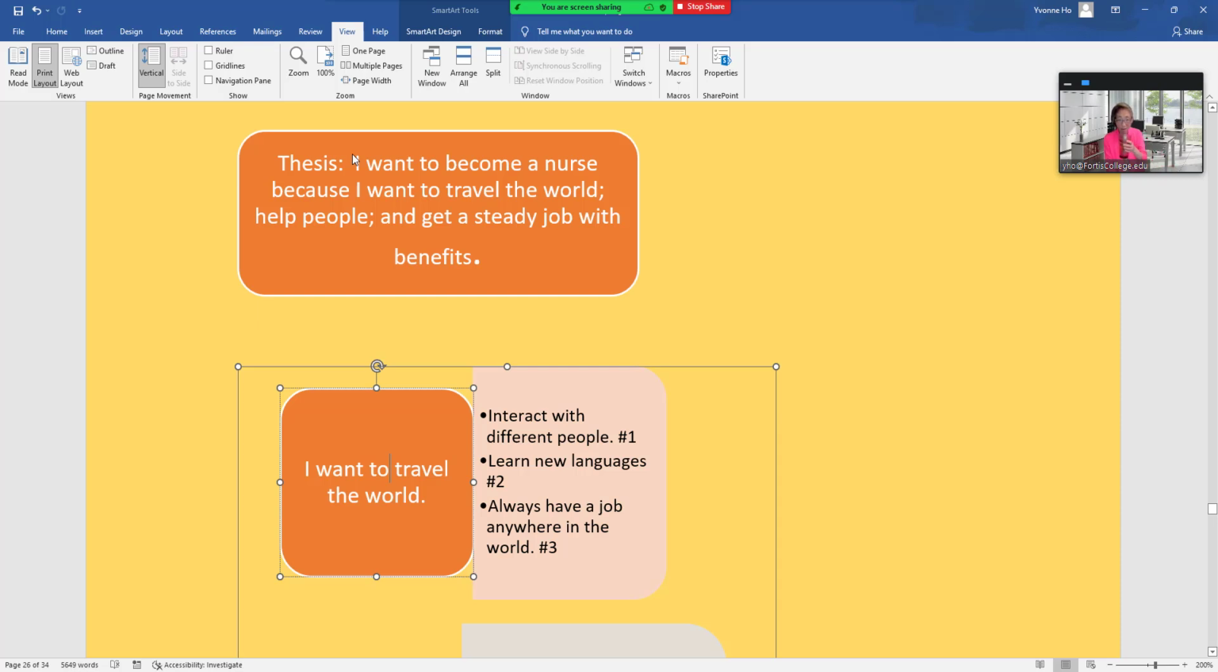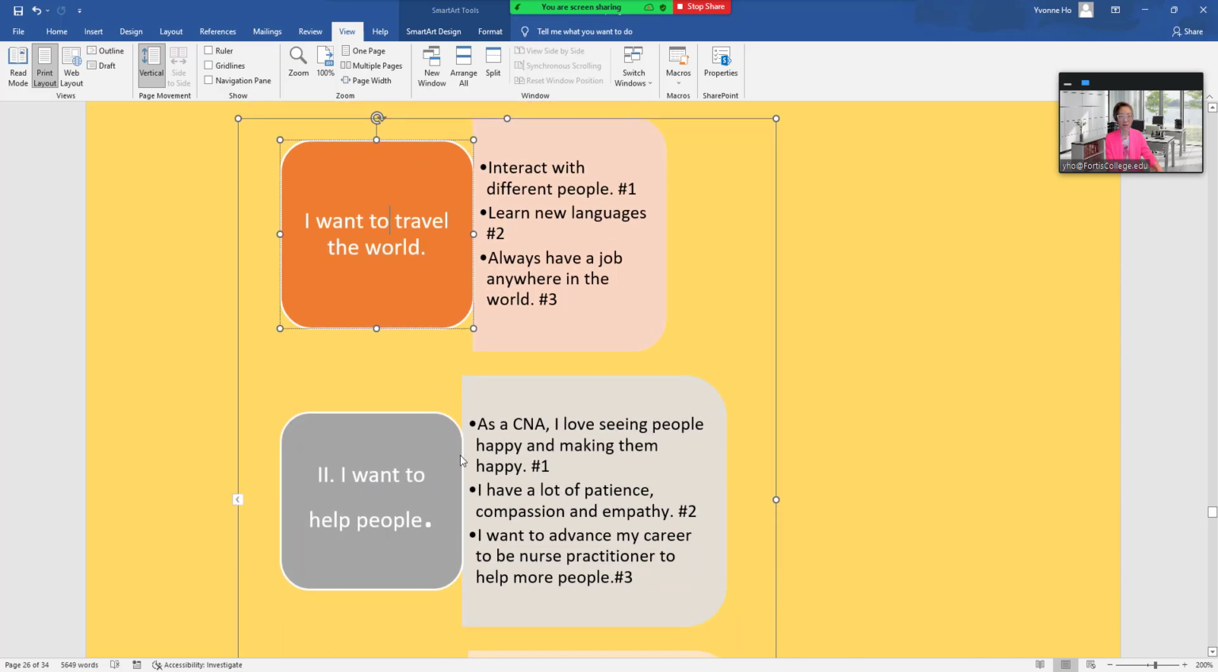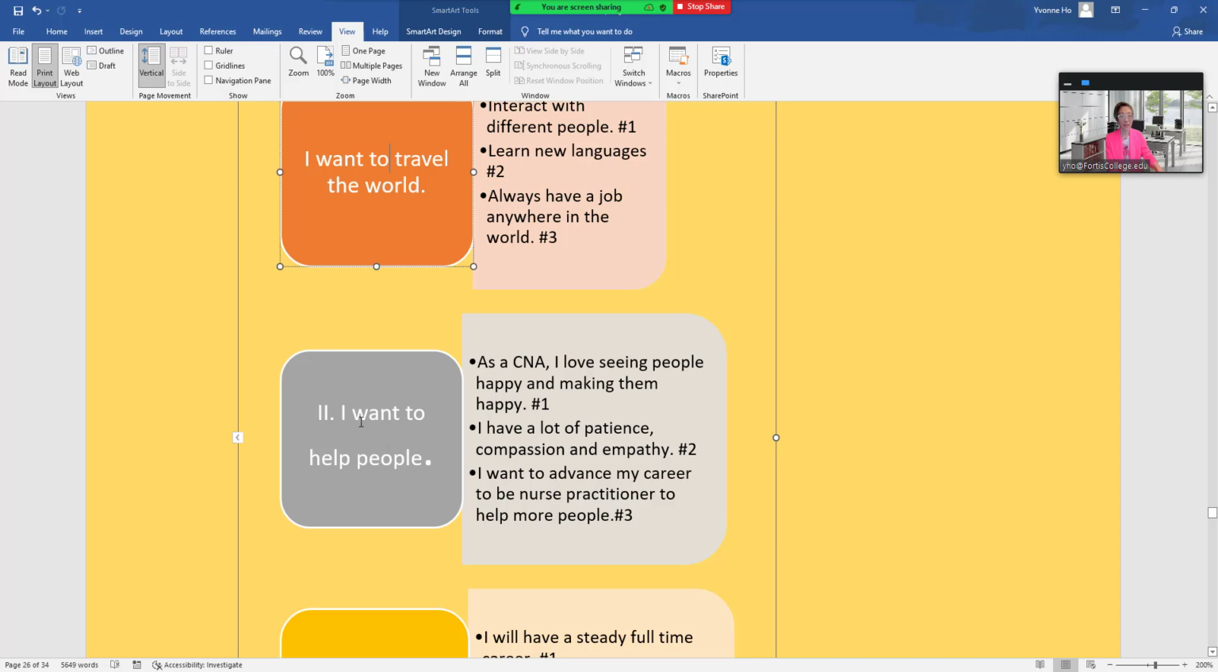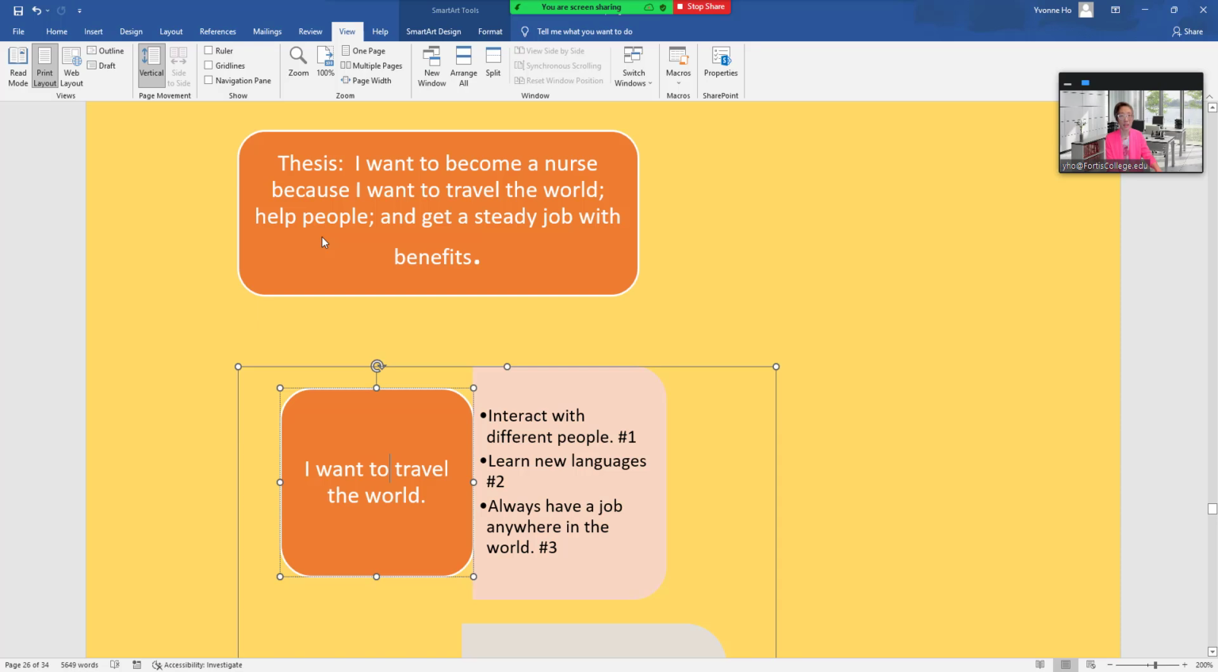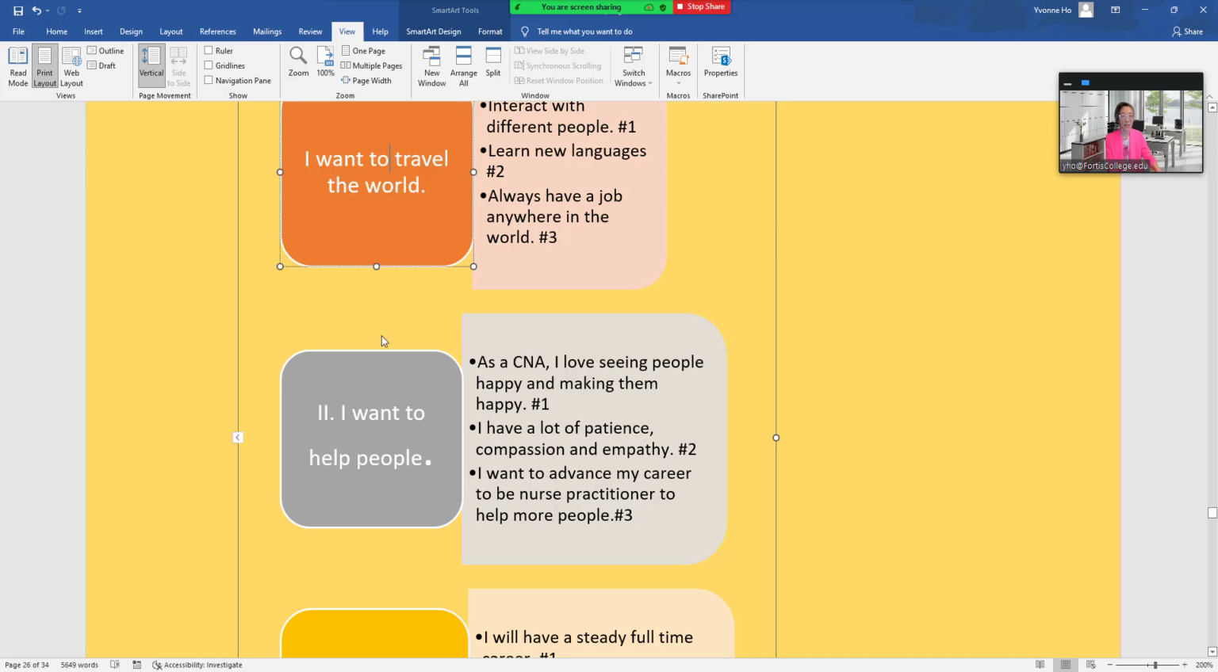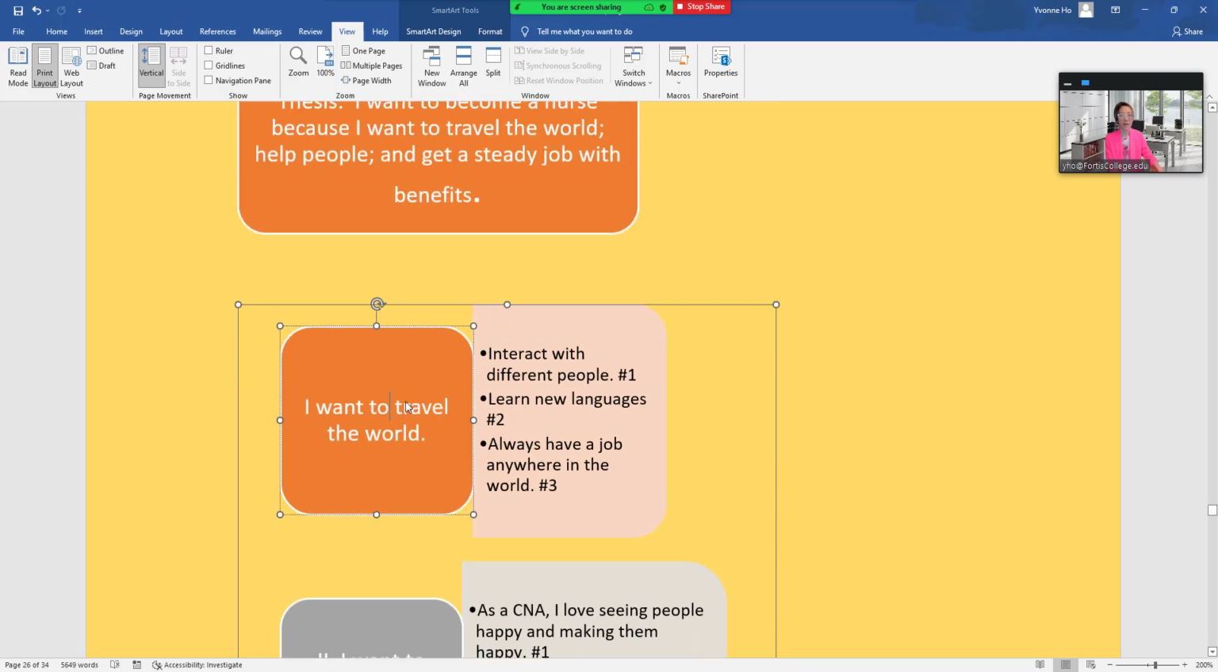So this is what I mean when I say that you have a good thesis statement with 3 reasons which become your body paragraphs. Here you have another topic sentence, I want to help people. And so here, I want to help people is in your thesis statement. So when you have a thesis statement with matching topic sentences, then you have good essay coherence.